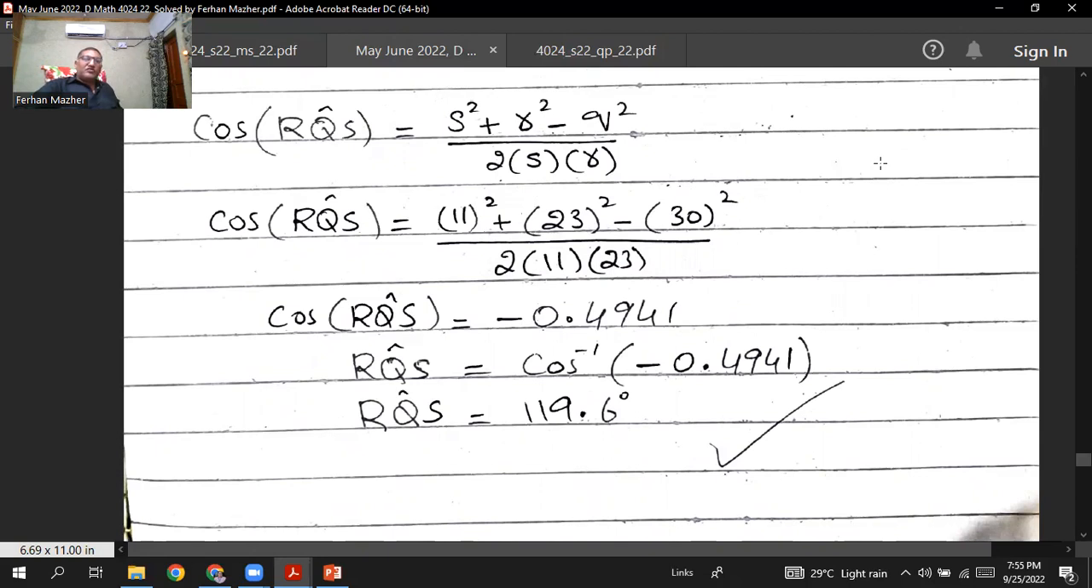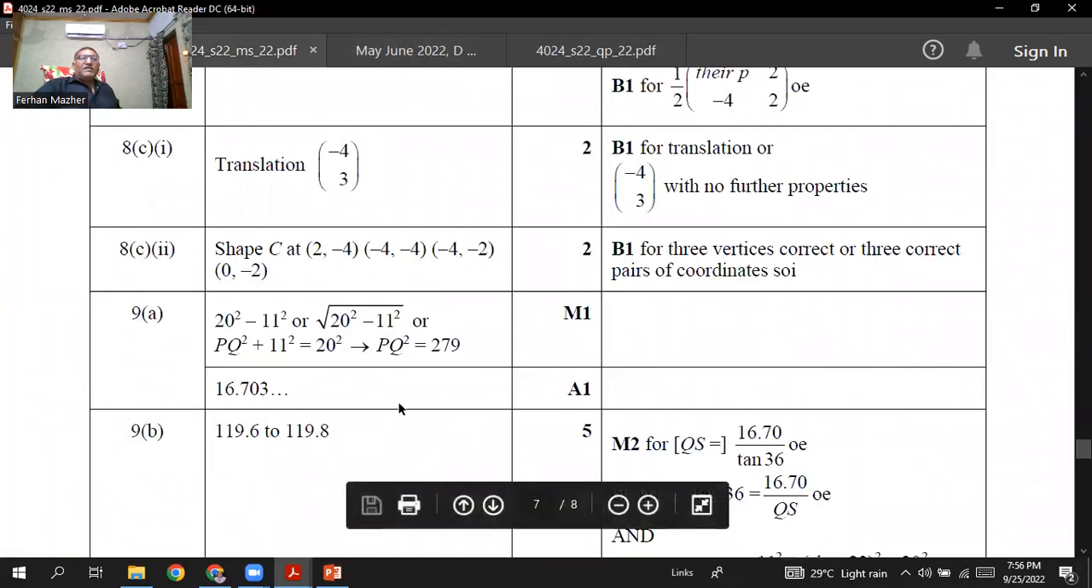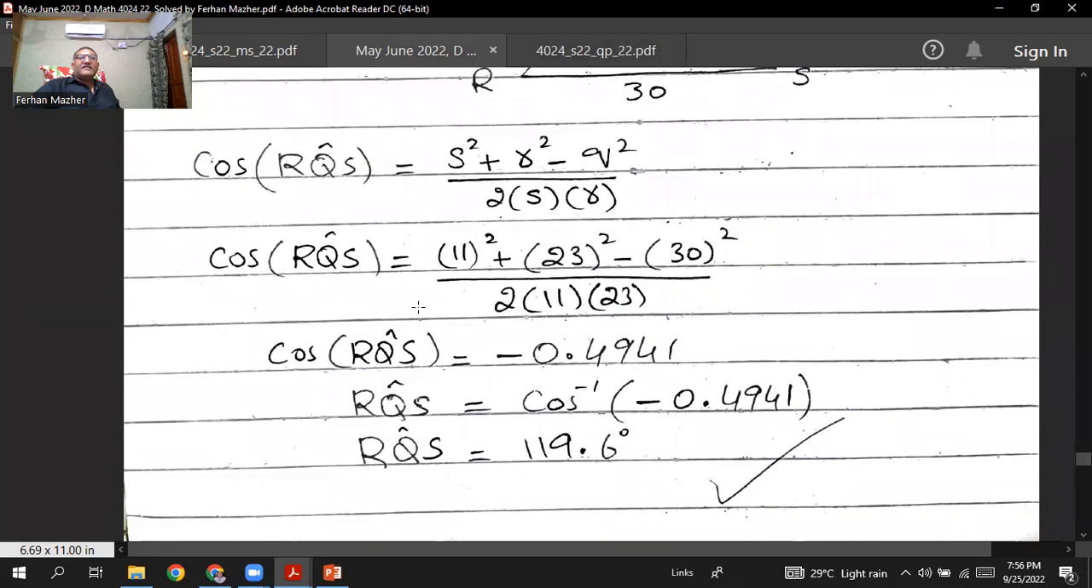So RQS will be equal to cos inverse, shift cos, bracket start, minus 0.4941, bracket close. So RQS will be equal to 119.6. So we know that angle now, 119.6 degrees. I hope you understand. 119.6 degrees is the right answer.